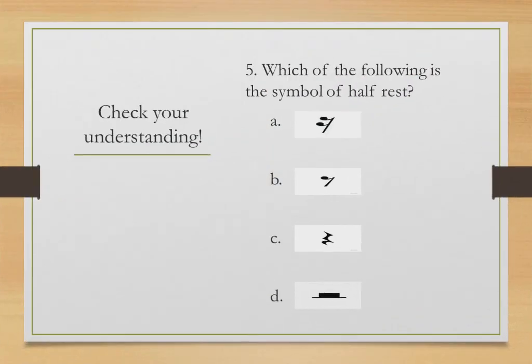And question number 5. Which of the following is the symbol of half rest? Is it letter A, B, C, or D? The answer is letter D. Did you have a perfect score? Keep up the good work.